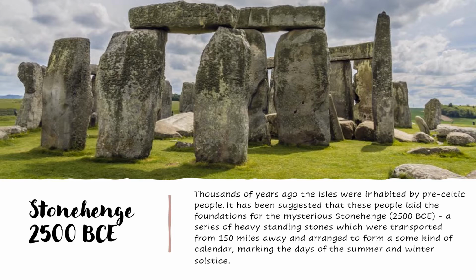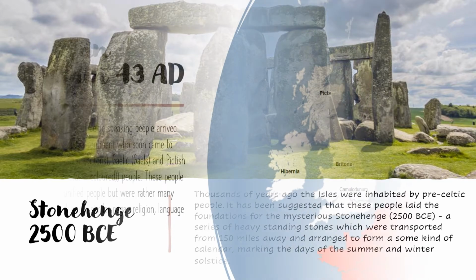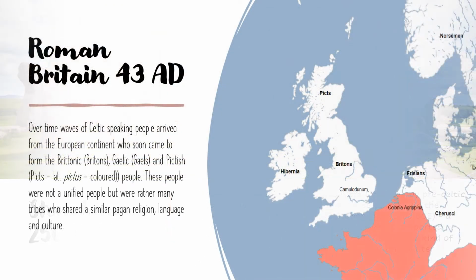Over time, waves of Celtic-speaking people arrived from the European continent, who soon came to form the Brittonic, Gaelic and Pictish people. Pict, from Latin, the word pictus, means colored. These people were not a unified people, but were rather many tribes who shared a similar pagan religion, language, and culture.